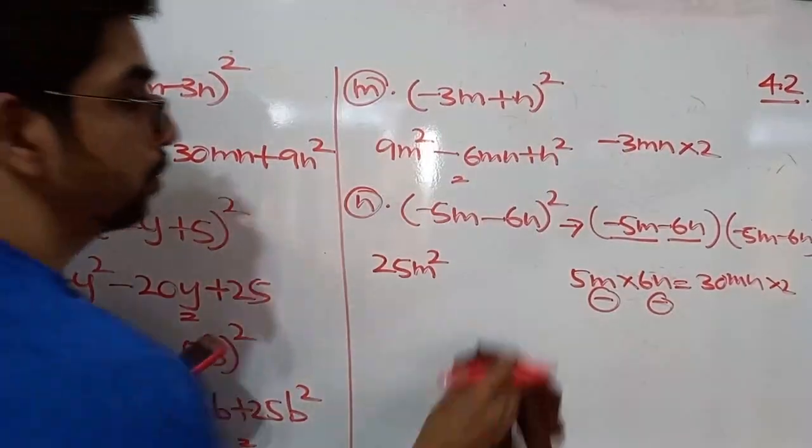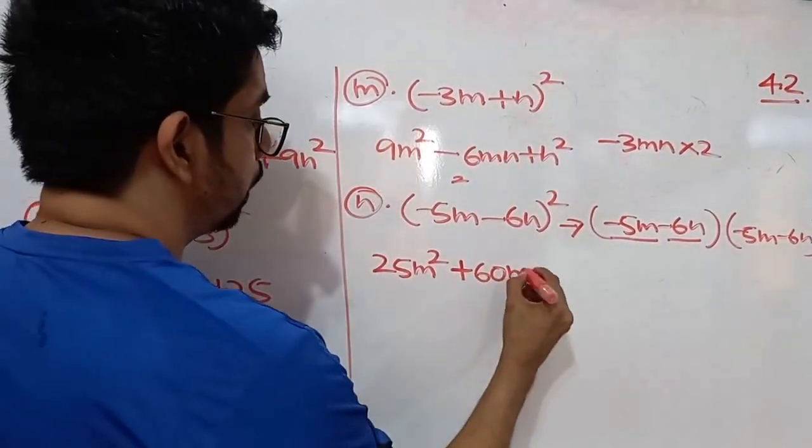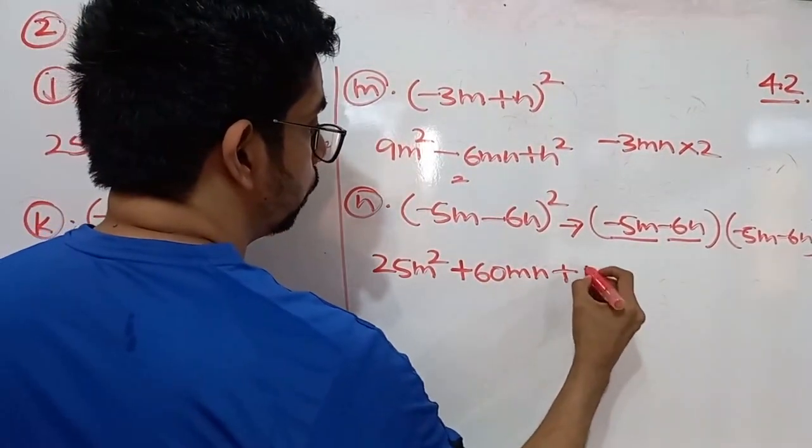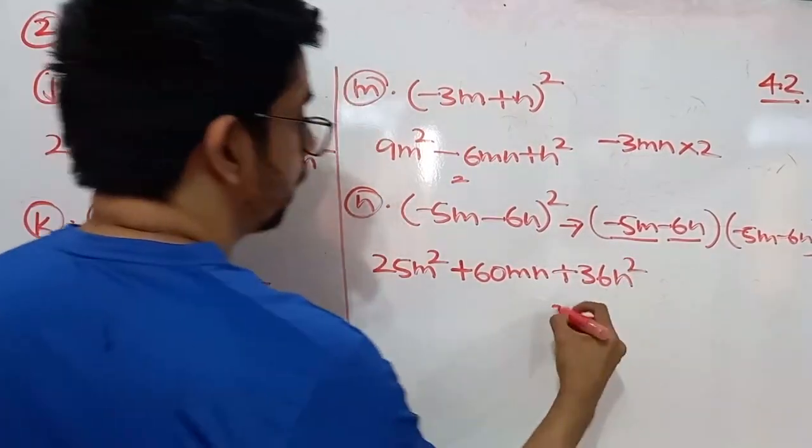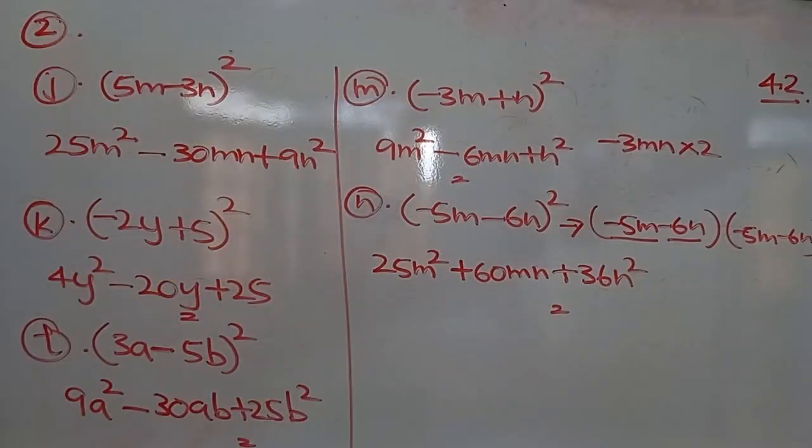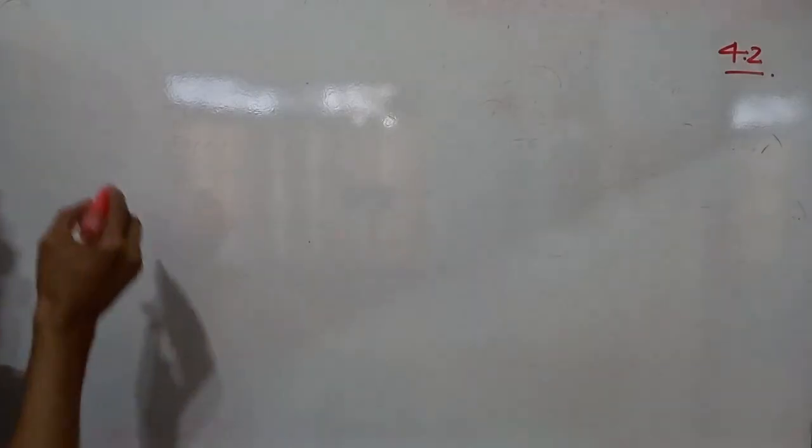Positive 60mn. Positive 36n squared. Right, so that is the end of exercise 4.2. Right, exercise 4.2, question number 3.